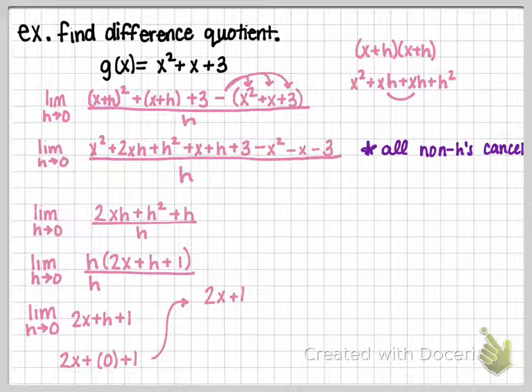2x plus 1. So this gives us the value for the instantaneous rate of change once we actually plug in the value of x that we want. Because remember, at each different value of x, our rate of change is going to be different. So to find that instantaneous rate of change, we would have to plug in a specific point. For example, our instantaneous rate of change at 0, when we plug in 0, would be 1. So our difference quotient is 2x plus 1.